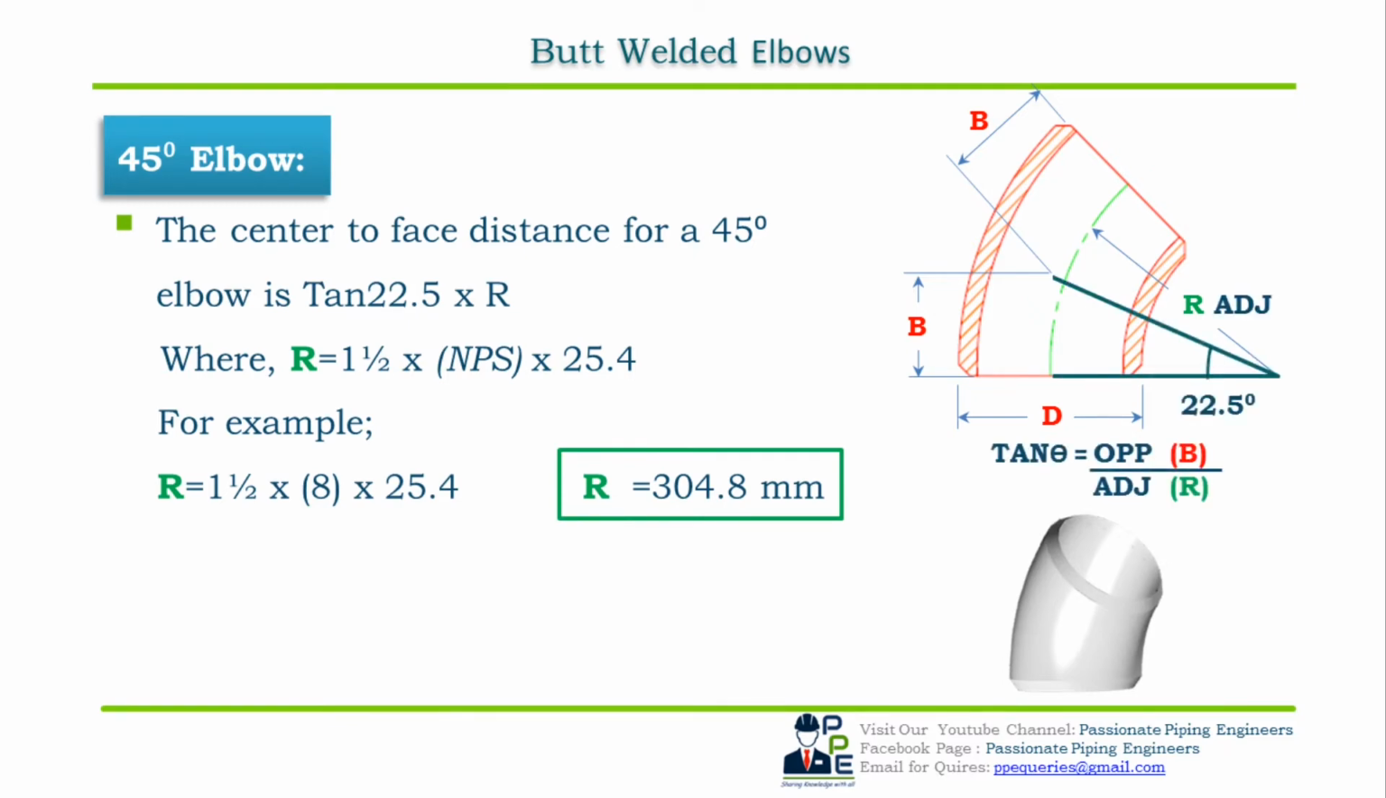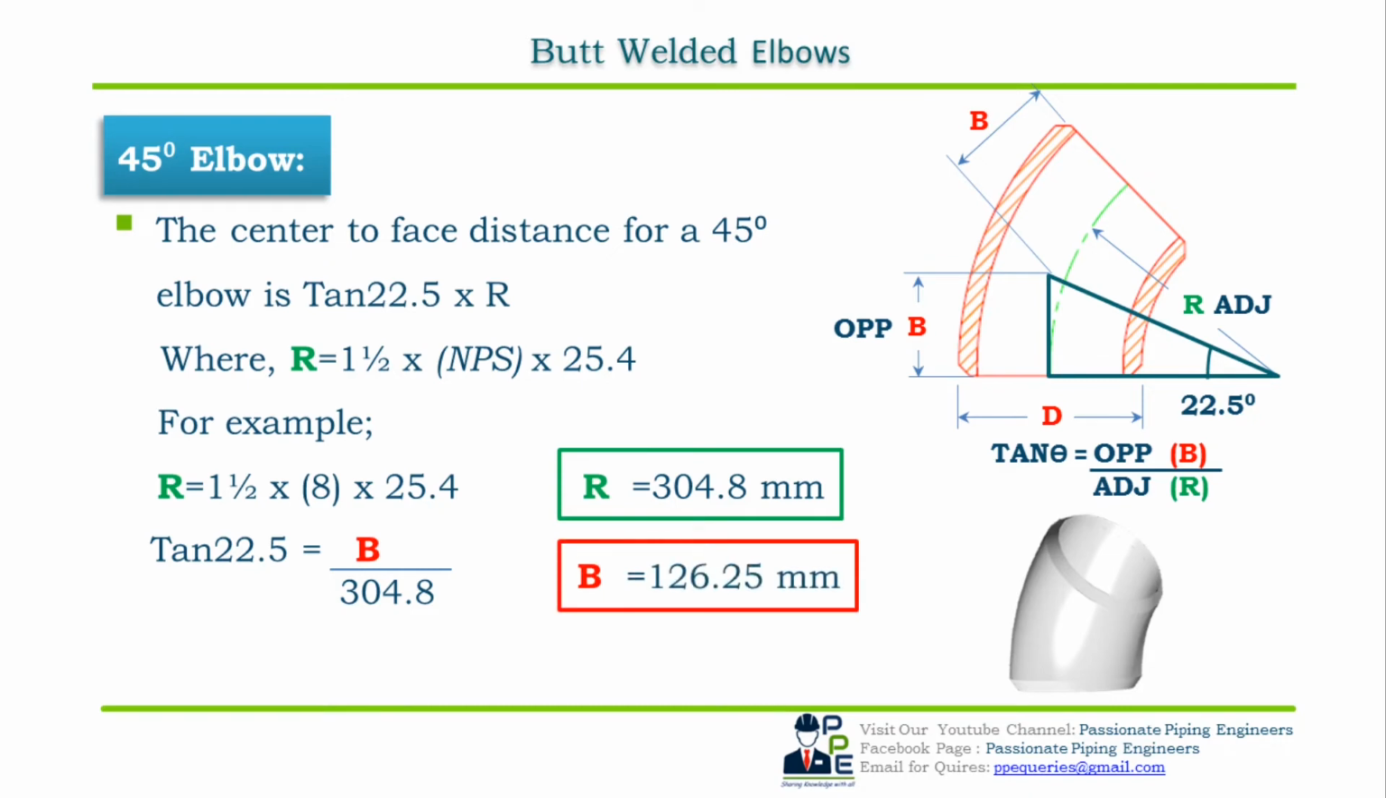Now we have a right angle triangle, and as per the trigonometry rule, tan theta is equal to opposite upon adjacent. Here the opposite is the B dimension and the adjacent is the R dimension. So now we have tan 22.5 is equal to B upon R, which is tan 22.5 is equal to B upon 304.8, which is R. By calculating the equation, we get the value of B as 126.25 mm. So B is equal to 126.25 mm. Dimensional standard for butt welded 45 degree elbow is ASME B16.9.